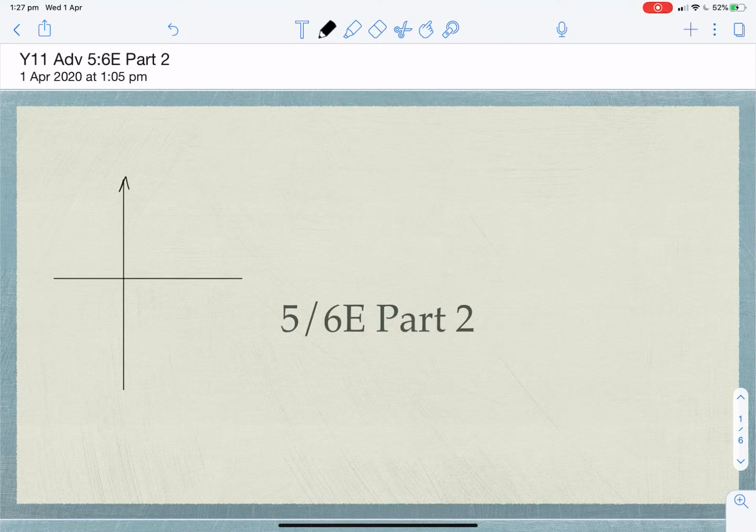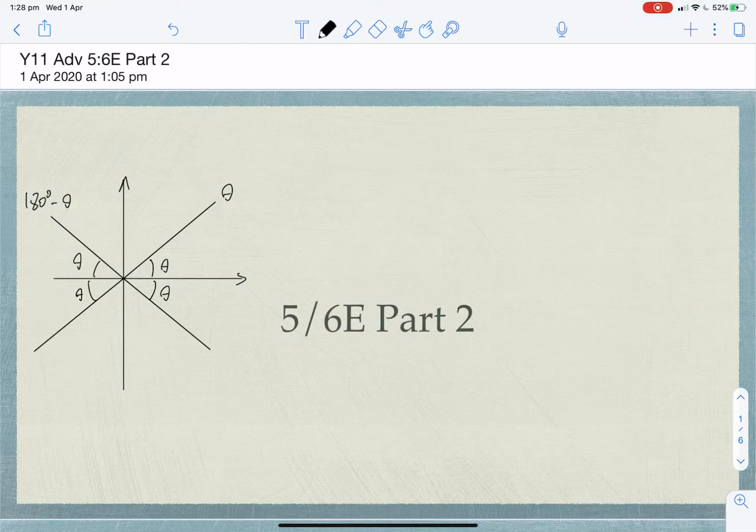So you have all four quadrants here. Okay, so you got theta here. And if you draw theta here, and theta here, so this angle is theta. This is 180 degrees minus theta. This is 180 degrees plus theta, because of where the location is. This is 360 degrees minus theta.